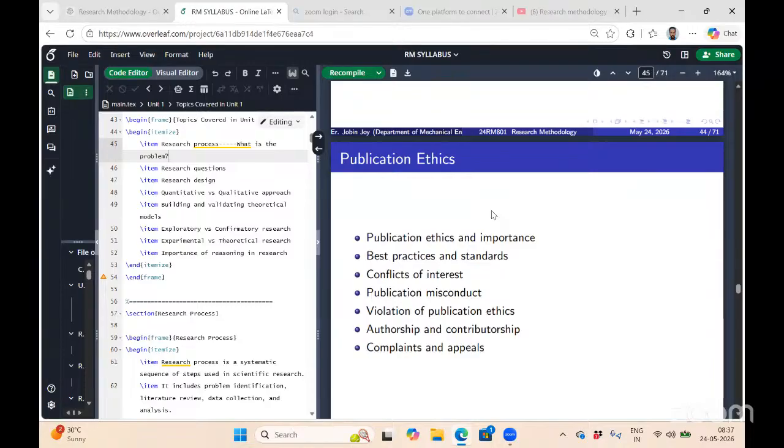Complaints and appeals. During the publication, there will be some publication ethics issues. So researchers can report plagiarism, data manipulation, authorship disputes. The journal will investigate those issues and take appropriate action. So complaints and appeals are the procedures used to address publication ethics issues. For example, if a journal detects plagiarism in a paper, what will be the outcome? The paper may be rejected or retracted.